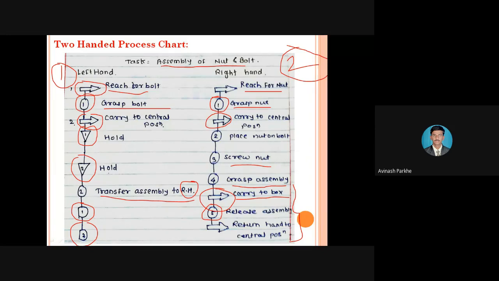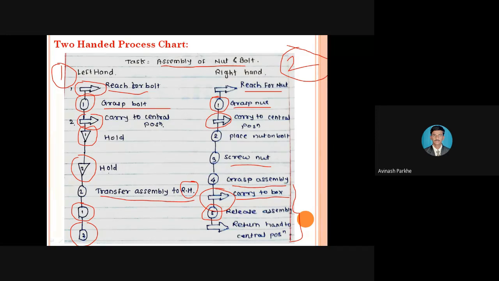Once the assembly is over, the movement of the left hand is also over. I will take that particular assembly from the left hand. I will keep that particular assembly in one box, and then that right hand also comes to its original position. That means to perform the single task only, the movement of the left hand is also taking place and the movement of the right hand is also taking place, and that movement is represented by using one of the charts. Therefore this chart is called a two-handed process chart.